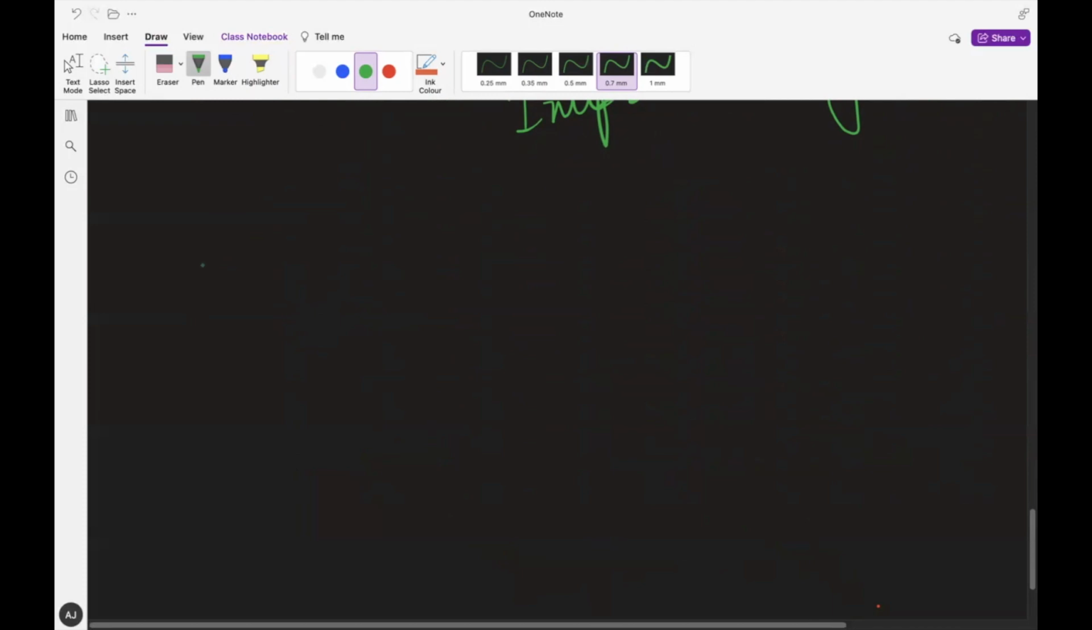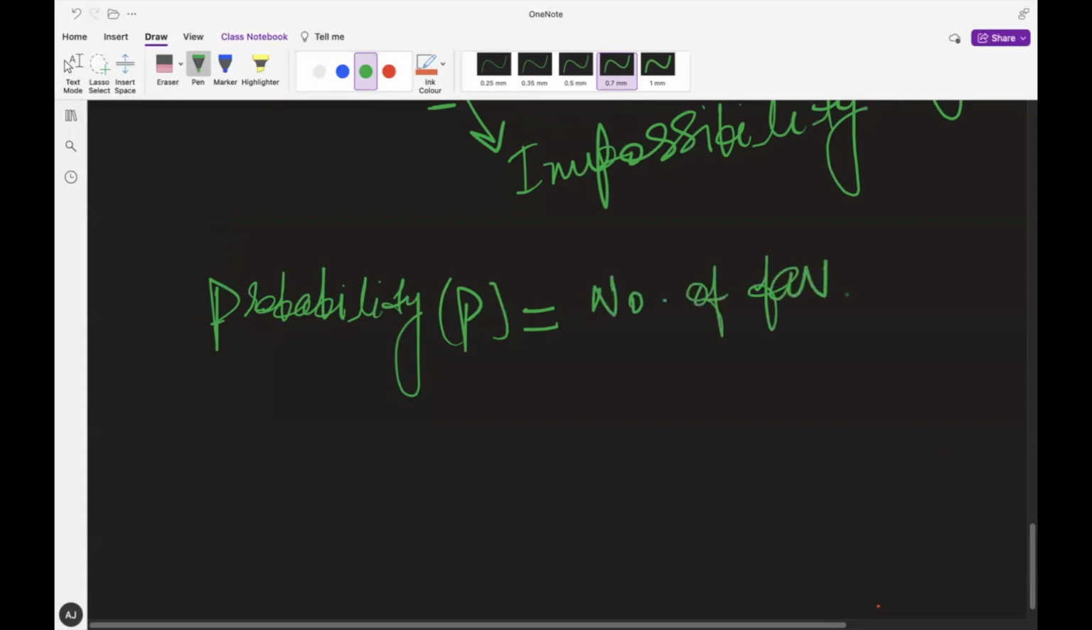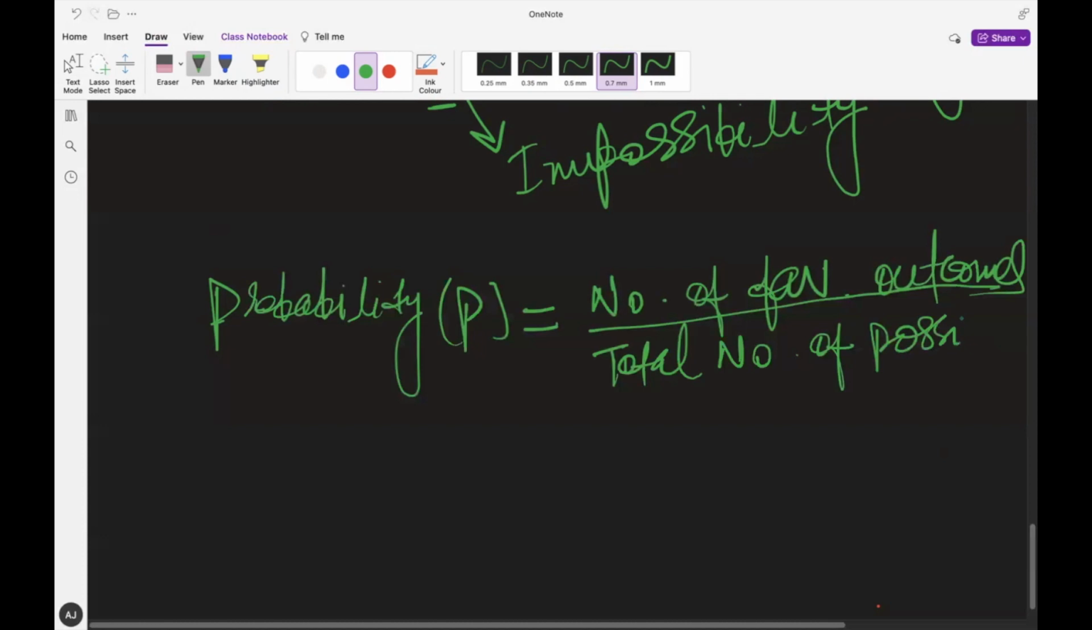Probability is calculated using the formula. Let's say probability P is equal to the number of favorable outcomes divided by the total number of possible outcomes.